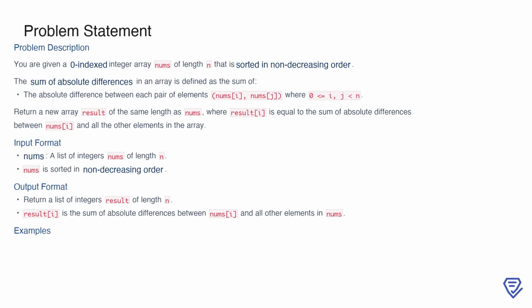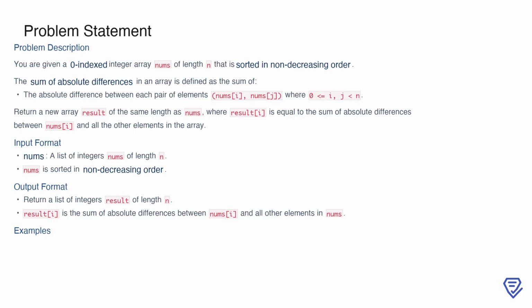The problem asks us to calculate the sum of absolute differences between an element in a sorted array and all the other elements in that array. Specifically, we are given a zero-indexed array called nums, which is sorted in non-decreasing order. For each element in nums, we need to find the sum of the absolute differences between that element and every other element in the array. The result will be a new array of the same length as nums, where each position i contains the calculated sum for nums[i]. To summarize, the task is to compute these sums efficiently for each element and return the resulting array.